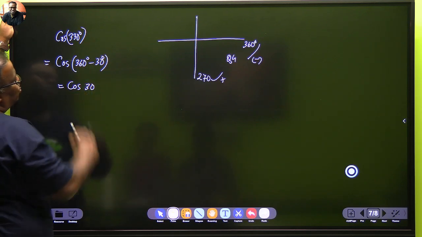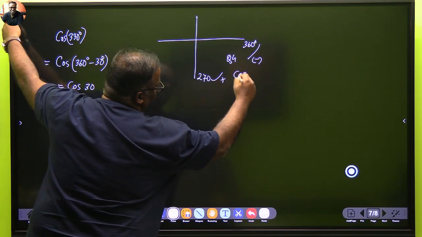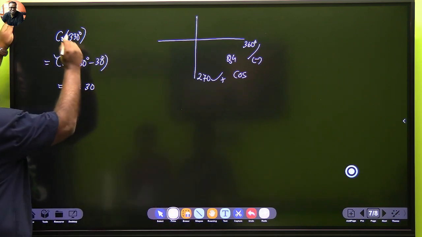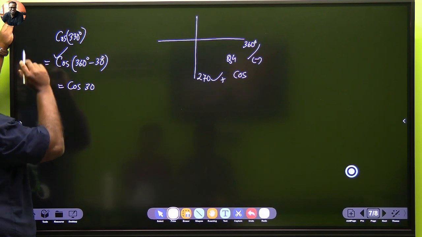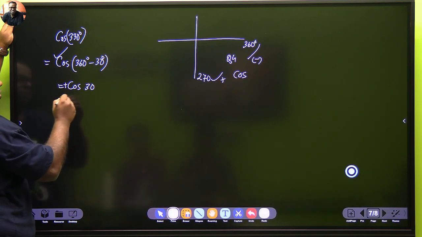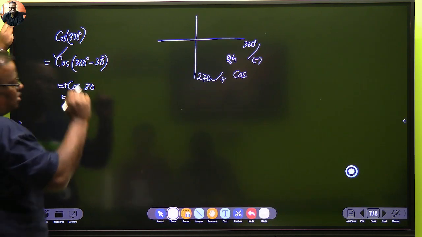And we are on fourth quadrant. Fourth quadrant mein cos is allowed to be positive. My parent function, don't look here, look to the parent function. My parent function is cos. So I still remain positive. So it is root 3 by 2 is the answer.